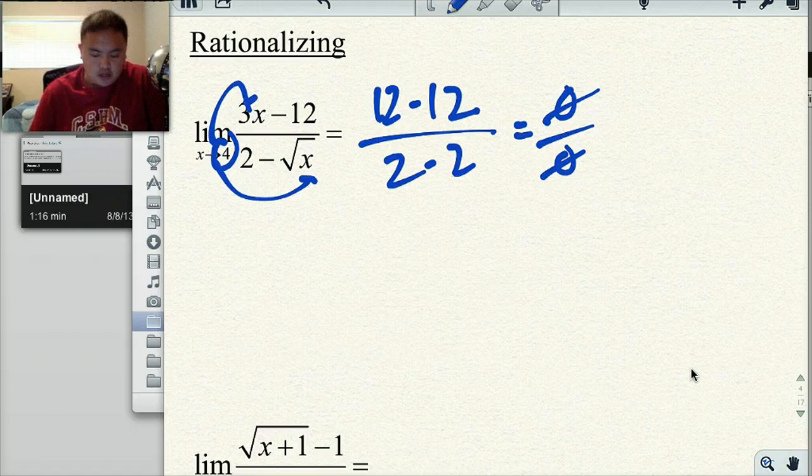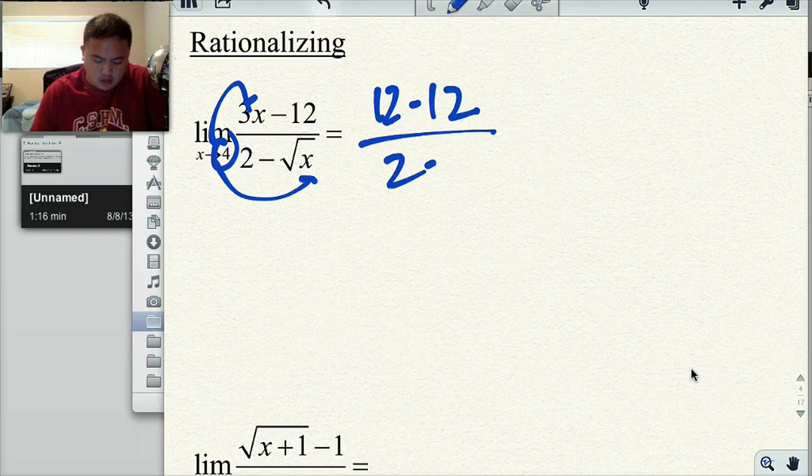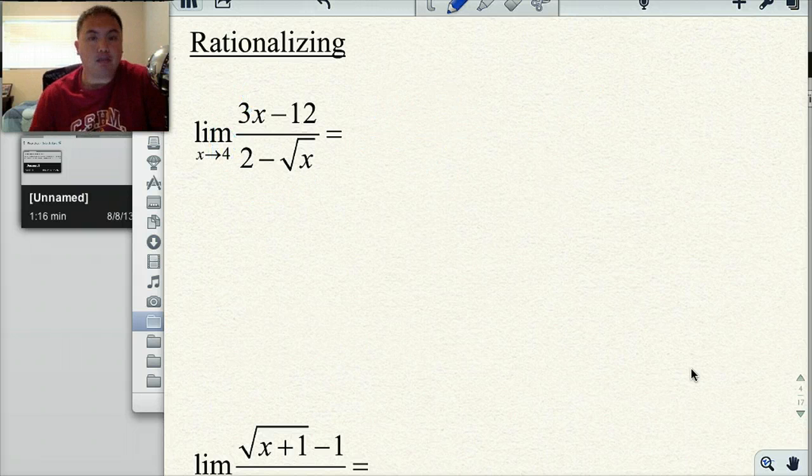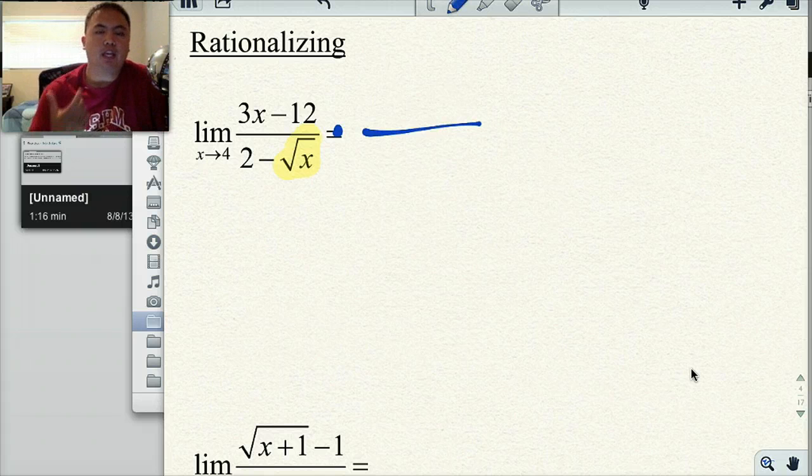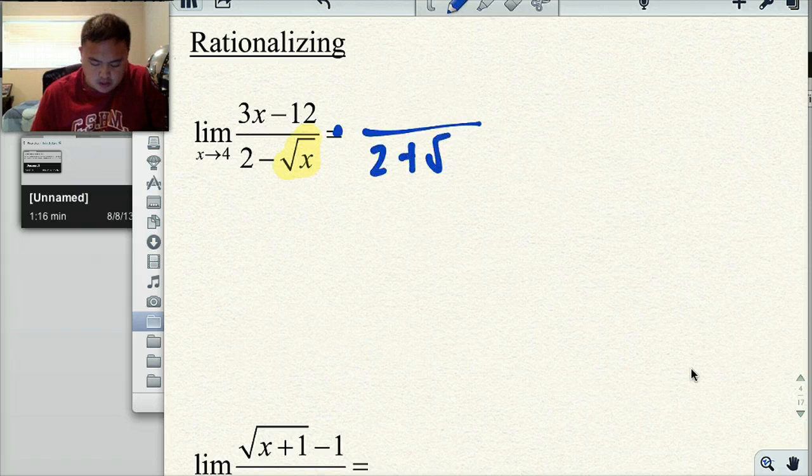So now you're going to try something called rationalizing. Rationalizing is a method that you're going to use every time you have a radical in the problem. Okay, if you see a radical, you know you're going to do rationalizing. If you forgot what rationalizing is, it's multiplying by the conjugate of the part of the problem that has the square root. So in this problem, see how my square root's on the bottom? The conjugate of this denominator is 2 plus radical x.